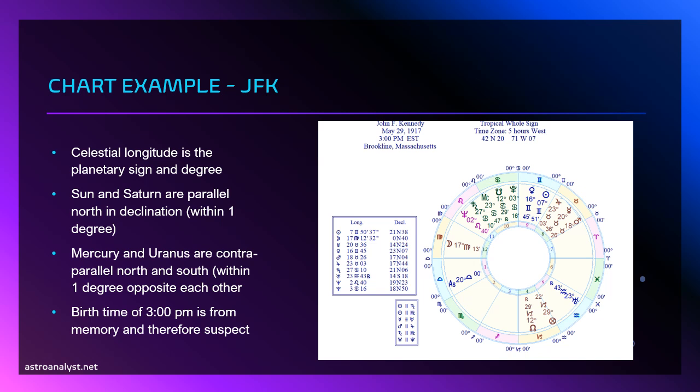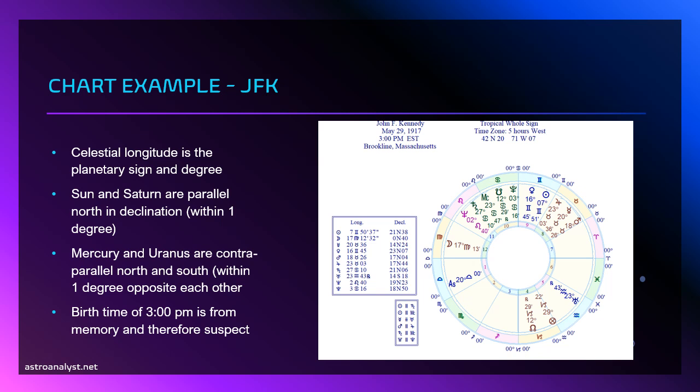So we said Sun and Saturn are parallel. Here's the Sun at 20 north 38, and here's Saturn at 21 north 06. They're within a 1 degree orb. We have Mercury and Uranus that we talked about, 14 north 24 versus 14 south 18. So there's the contraparallel.